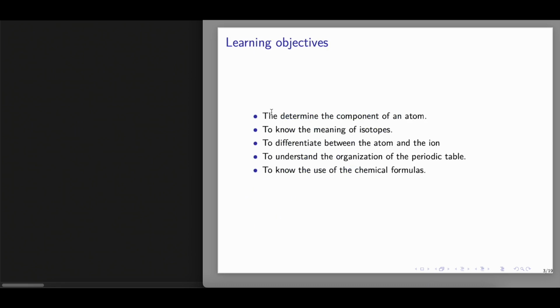As learning objectives, at the end of this lesson, we'll be able to determine the components of an atom, understand the meaning of isotopes, know how to differentiate between the atom and the ion, understand the organization of the periodic table, and also know how to use the chemical formula.